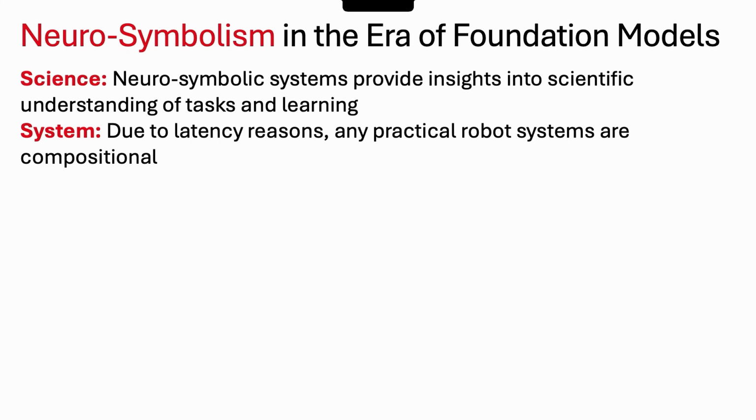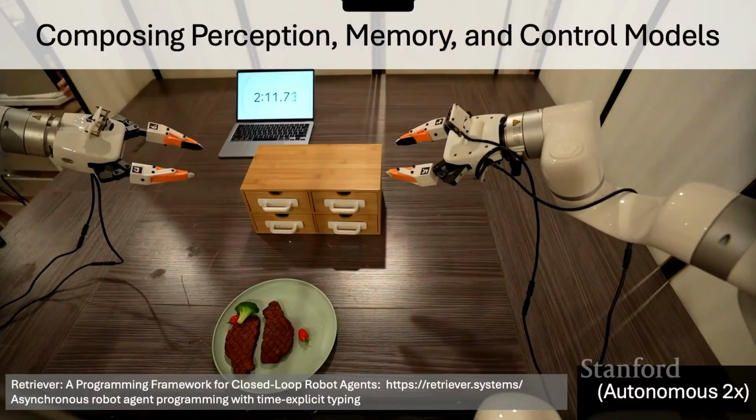And also, robotics is not just a simple machine learning problem, but eventually it will become a systems engineering problem, because due to data availability and latency reasons, any practical robot system should be a compositional system that combines high-level planning, lower-level control, and so on. So neuro-symbolic systems provide a principled way to think about the integration of all different pieces, including perception, memory tracking, planning, and control.